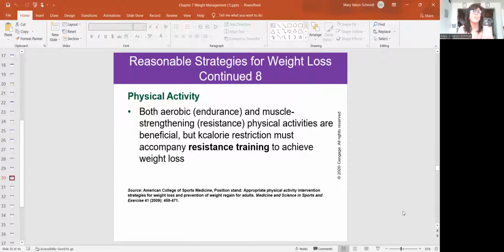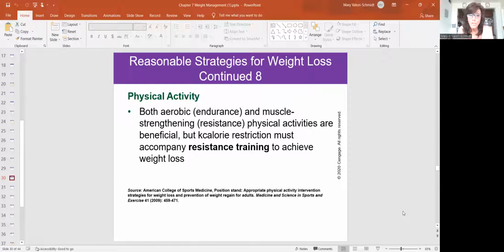Aerobic is endurance, in other words, cardiovascular activity, which can be aerobics, spinning, cycling, swimming, those kinds of things. And muscle strengthening, which are resistance activities, that would be things like lifting weights.